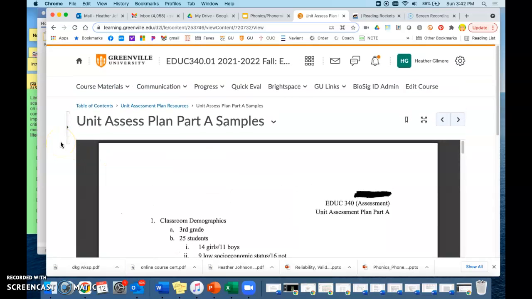Just remember, the unit that you describe in Part A is the unit that you have to be able to build a pre-assessment, formative assessment, and a summative assessment for. So you're going to create tests and assessments for this class that you describe.